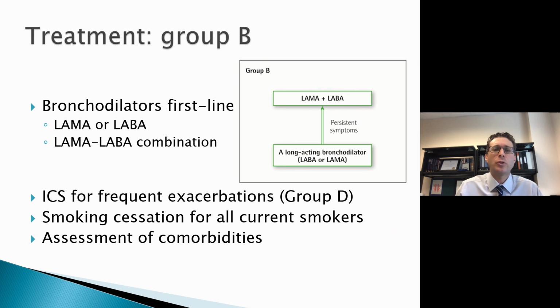We reserve the inhaled corticosteroids for patients with frequent exacerbations in group D, although I did not mention this patient's eosinophil level, which would be important to know. Smoking cessation is essential for all current smokers, and that's why nicotine replacement therapy was listed on the slide. And again, we should assess this patient's comorbidities as well as assessing their COPD.